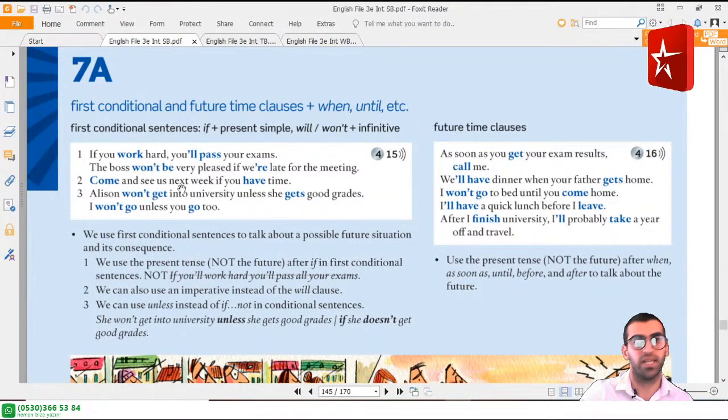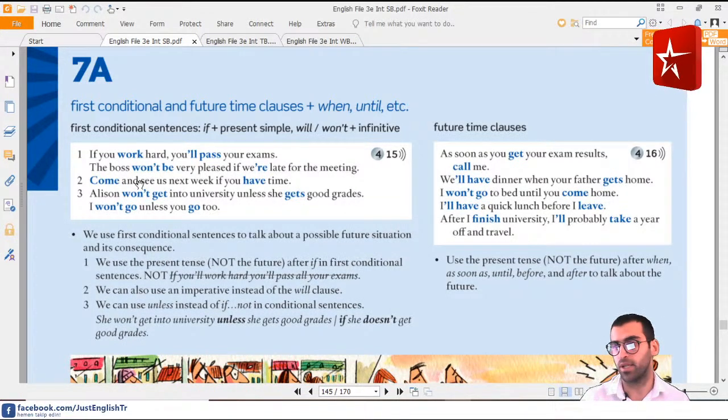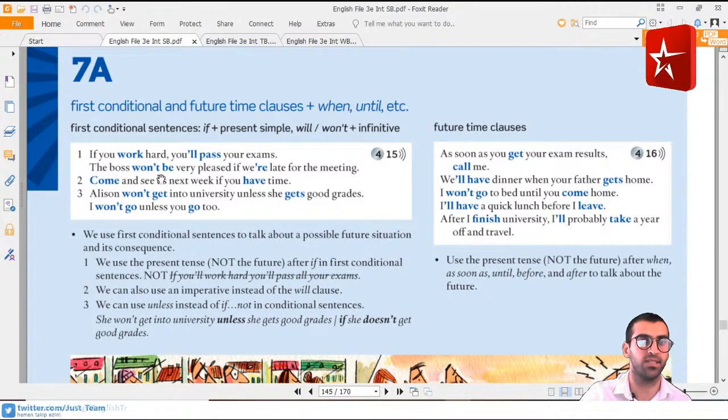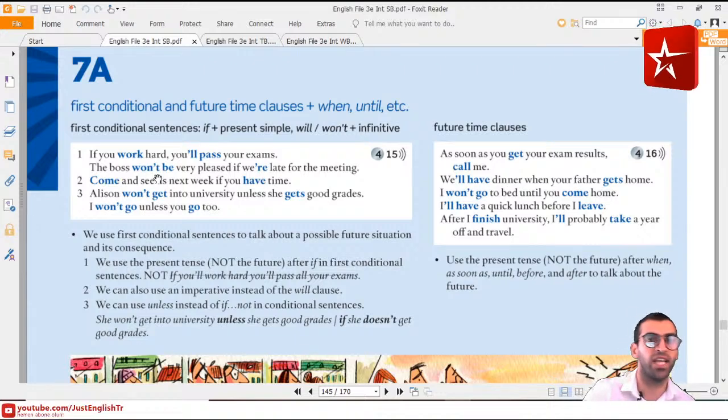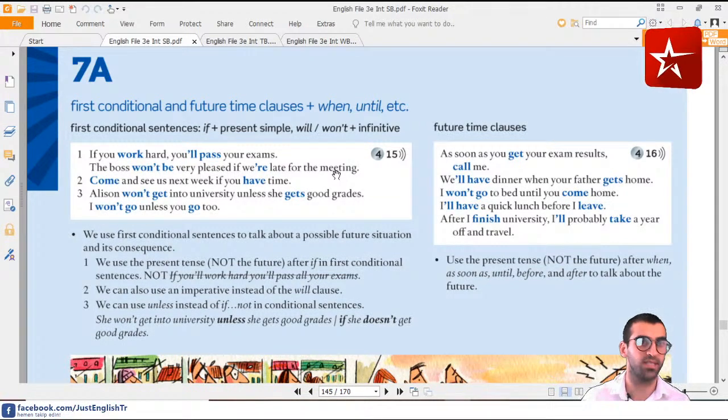For a negative one, I'm gonna show you a negative sentence. For example, the boss won't be very pleased if we are late for the meeting. Won't be means will not be. The boss won't be very pleased if we are late for the meeting. This is present simple and future simple. After if, we must use the verb in present simple, and in the main clause, we must use future simple.